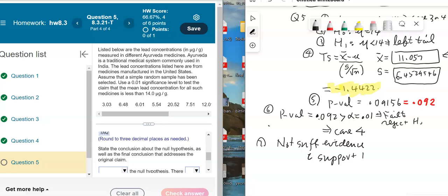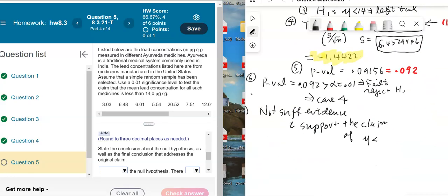To support the claim. Claim of what? Mu is less than 14. Okay. Not sufficient evidence to support the claim of mu is 14.